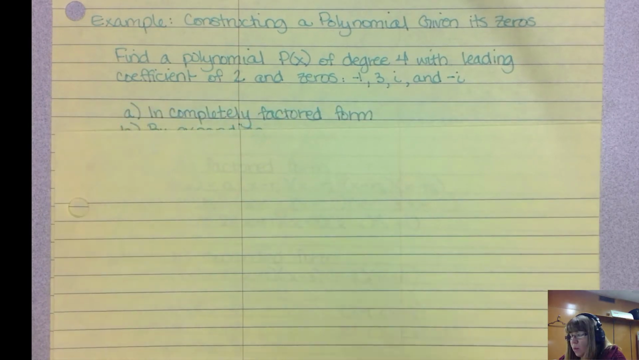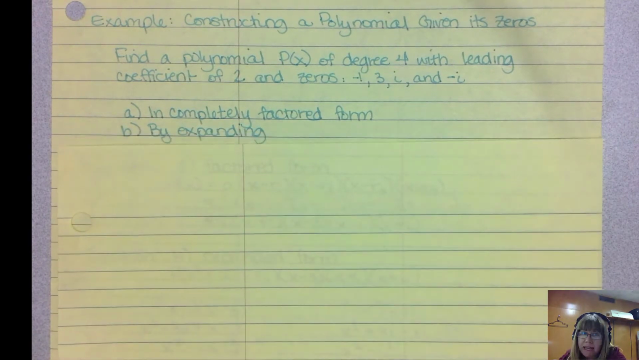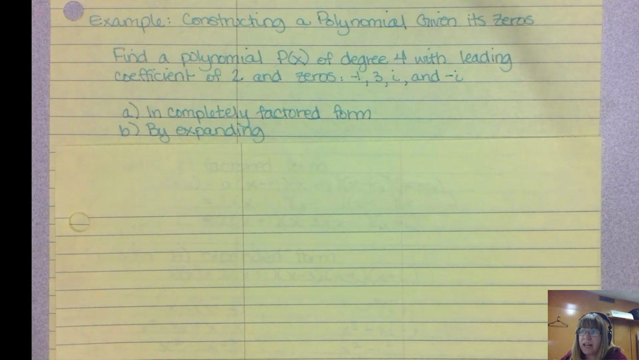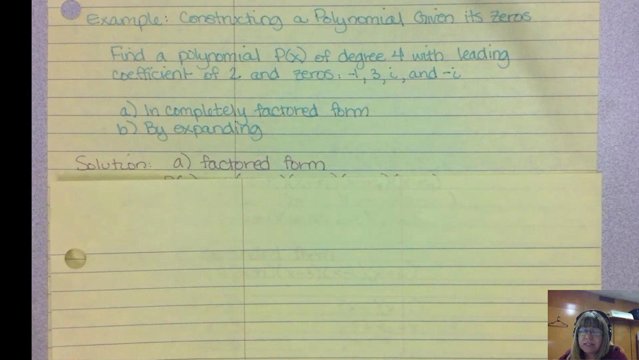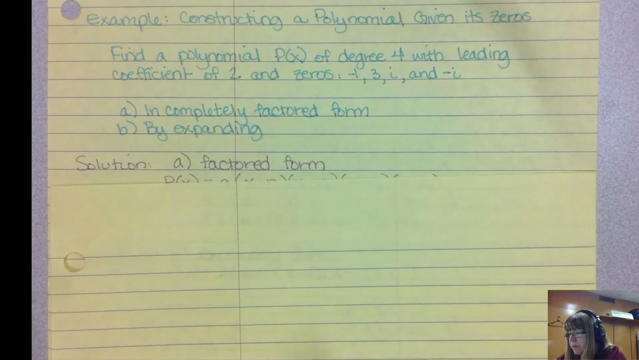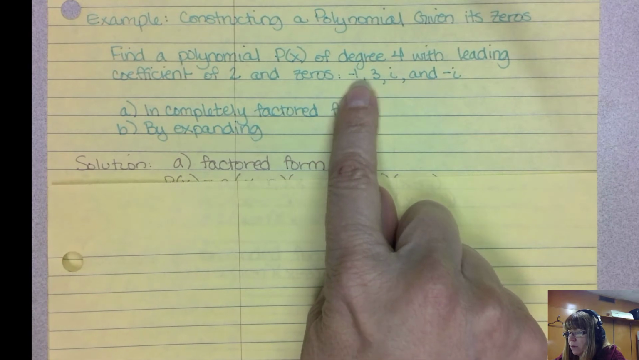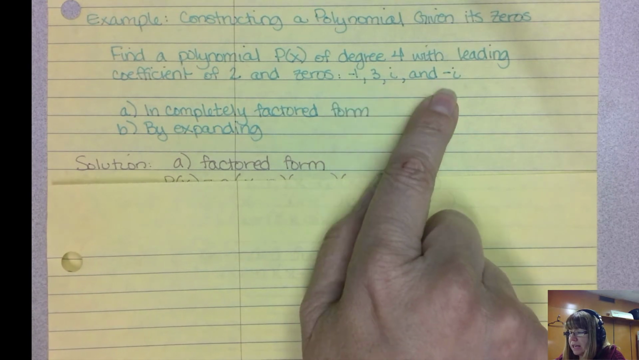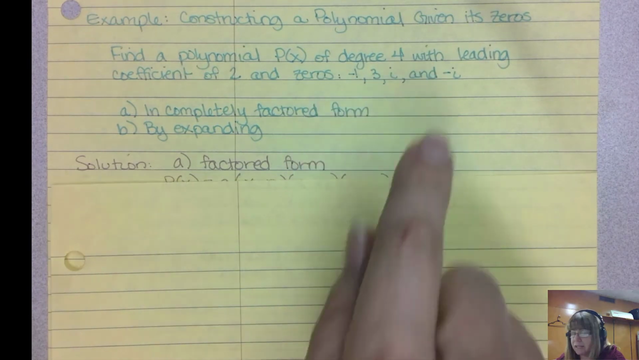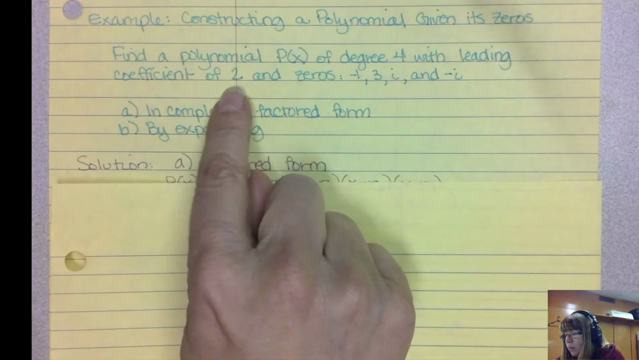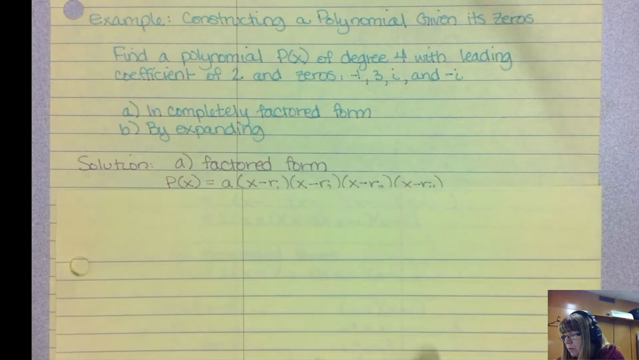All right, we want to do it two different ways. One, in completely factored form, which would be the easiest way, and then by expanding it to where we have something that actually looks like a polynomial. So in factored form, what we're going to do is plug in our zeros: -1, 3, i, and -i. Now remember, this is going to be x minus each one of these in factored form, and we do have the leading coefficient of 2.